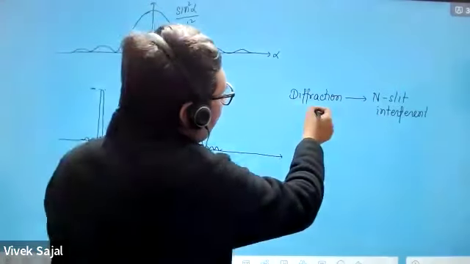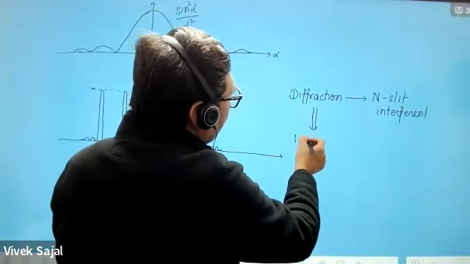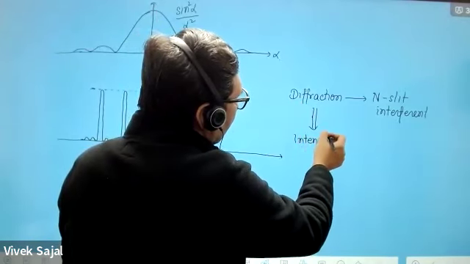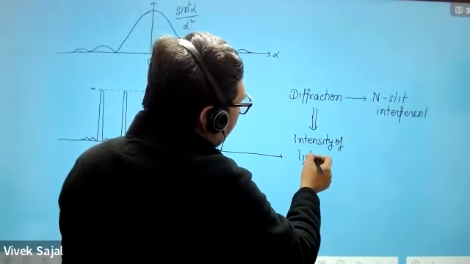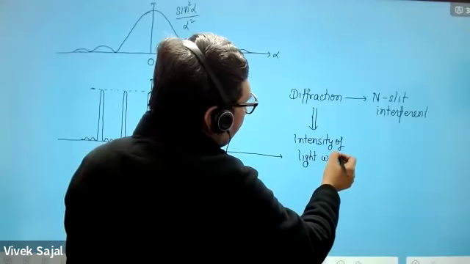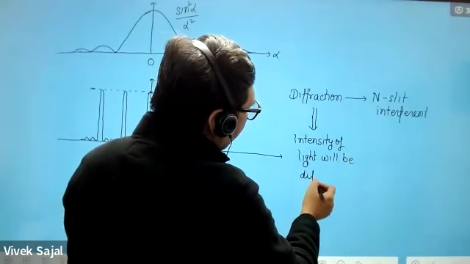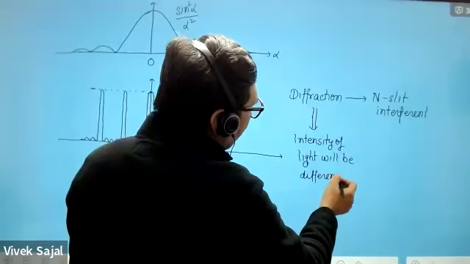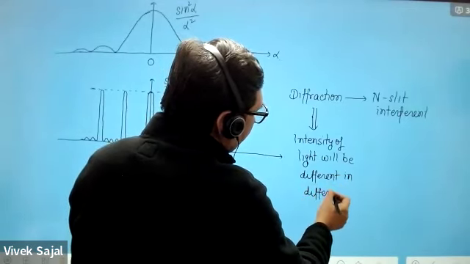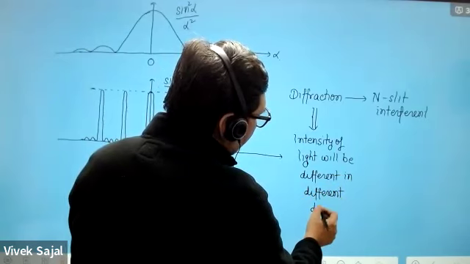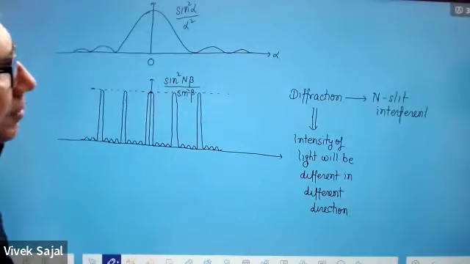So what is the consequence of this? The consequence of this diffraction is that the intensity of light will be different in different directions. In different directions, intensity of light will be different.